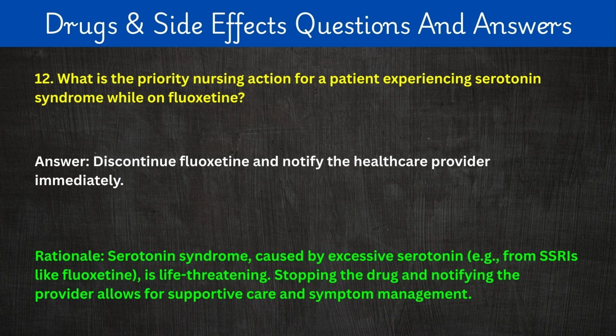12. What is the priority nursing action for a patient experiencing serotonin syndrome while on fluoxetine? Answer: discontinue fluoxetine and notify the healthcare provider immediately. Rationale: serotonin syndrome, caused by excessive serotonin, e.g., from SSRIs like fluoxetine, is life-threatening. Stopping the drug and notifying the provider allows for supportive care and symptom management.